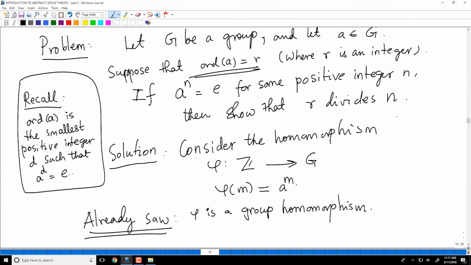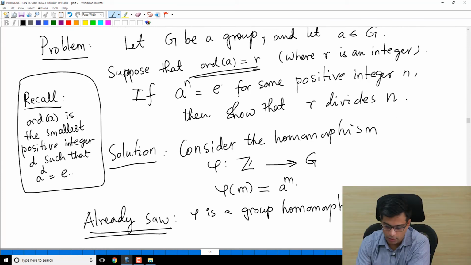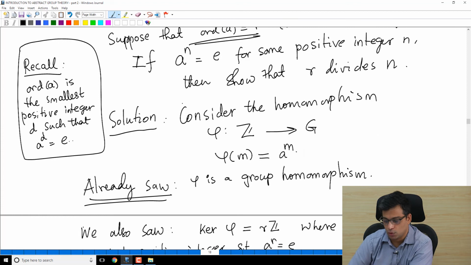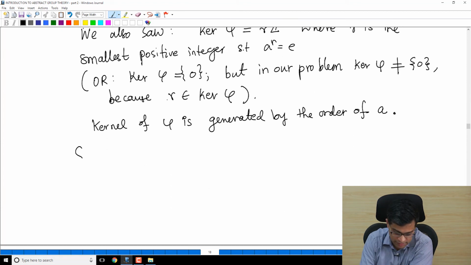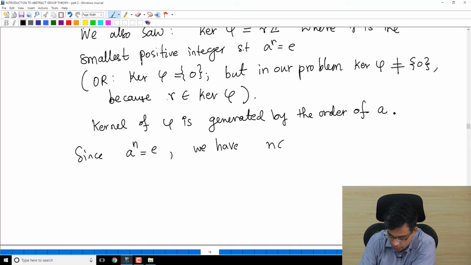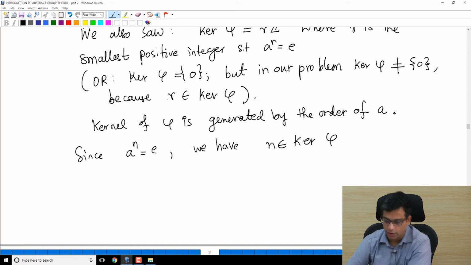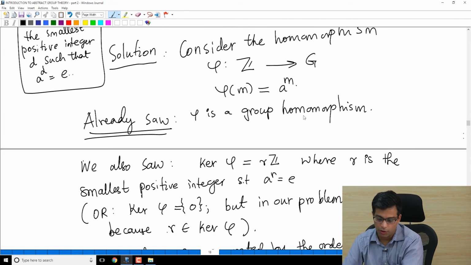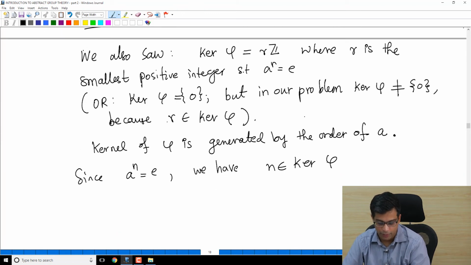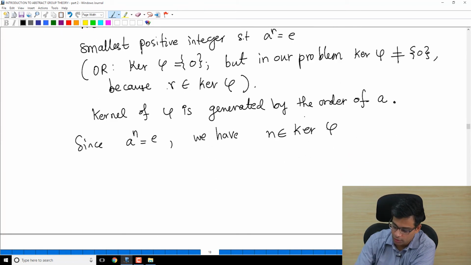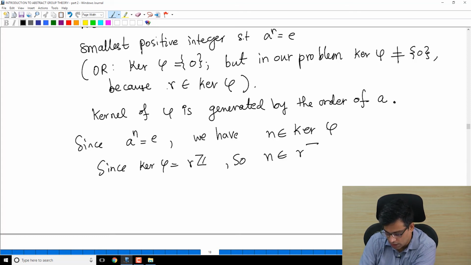Okay, now let's look at the problem more carefully. R is the order of A and A power n is equal to identity for some integer n. Since A power n is identity, we have that n belongs to kernel phi, right? Because phi sends m to A power m. So phi of n is A power n, which is identity. So n belongs to kernel phi, but kernel phi, as we discussed earlier, is Rz. So n belongs to Rz.